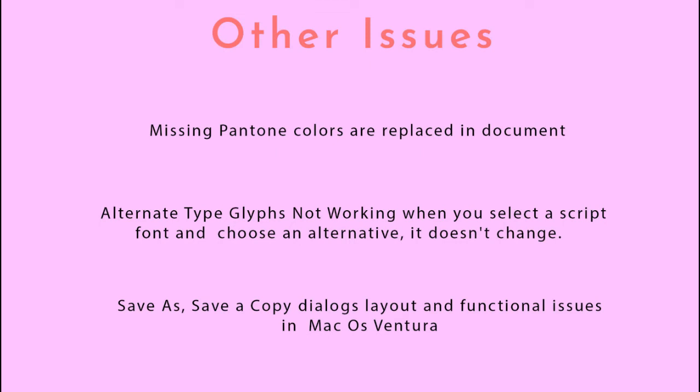And there are a few other issues which are reported, as you can see on the screen. So you will see that the Pantone colors would be missing, which are replaced in the document, and then the alternate type glyphs are not working for a few of the users. And then in macOS Ventura, in the Save As and Save a Copy dialog, there are other issues which have been reported while using the save function.